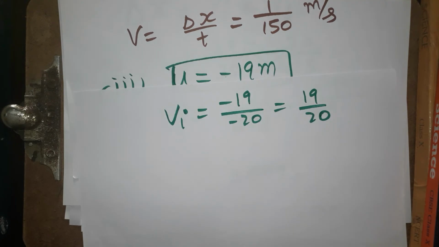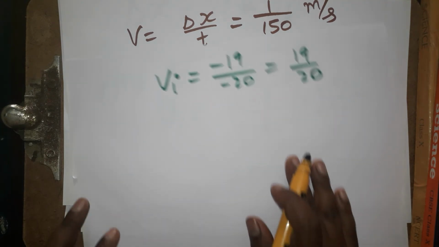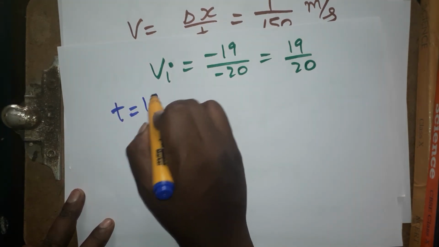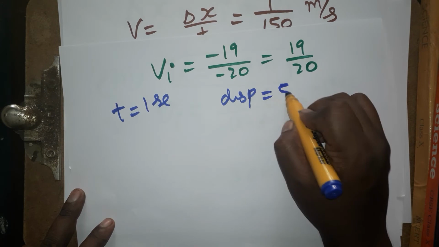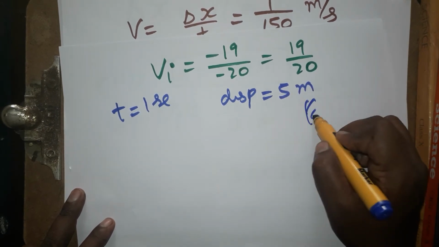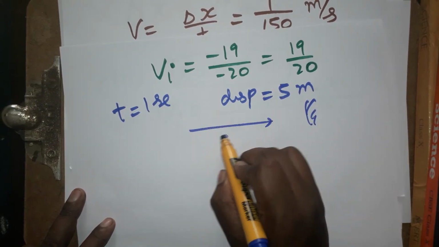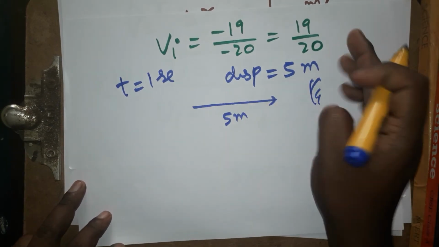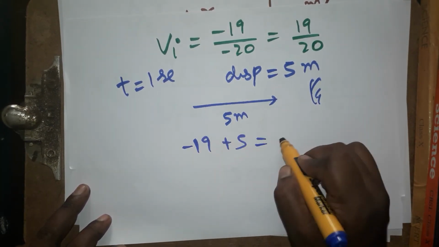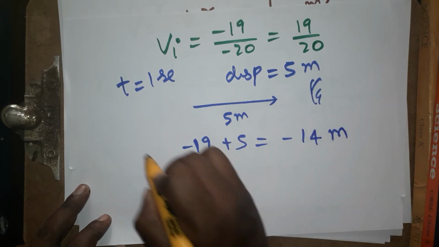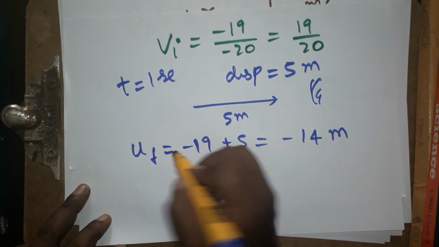Now V final we are going to do, the image position after 1 second. When time is 1 second, the displacement will be 5 meter. The image is going to move towards the mirror side by 5 meter. Initially we know it's minus 19. Minus 19 plus 5, now it's going to be minus 14 meter. Finally, the object distance is going to become 14 meter after 1 second.